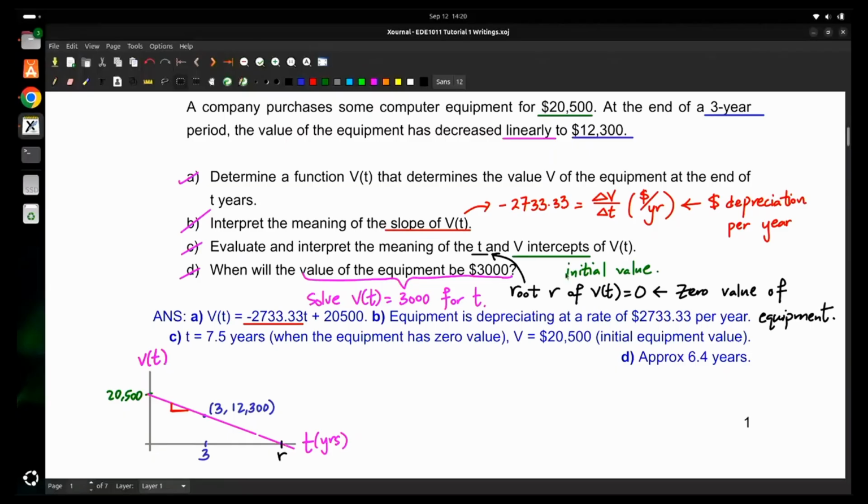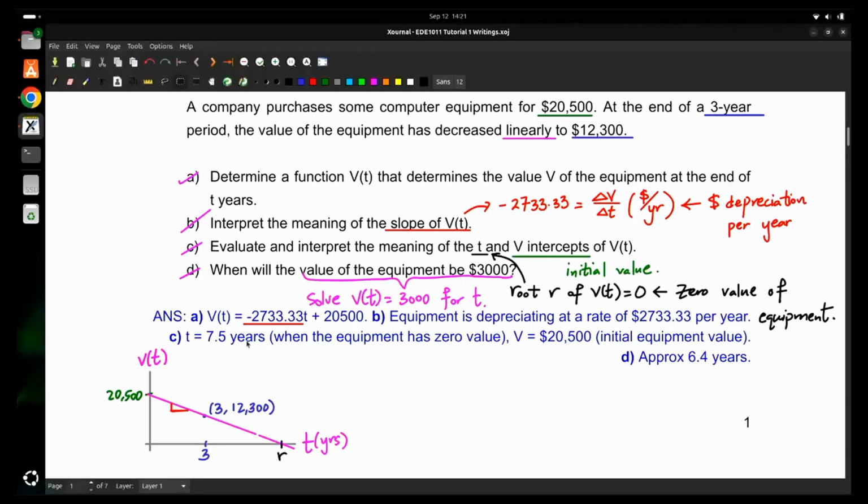So this is the year, because the root refers to the number of years. It refers to the number of years when you have 0 value of your equipment. In this case, T is equivalent to 7.5 years. So it's as good as saying, if you want to sell the computer second-hand, you have to do it before 7.5 years, or else after 7.5 years, you're not going to be able to sell the computer equipment for any value. Is that all right?